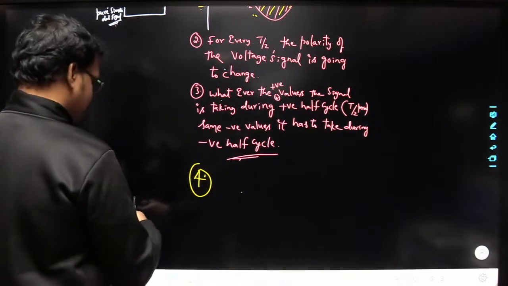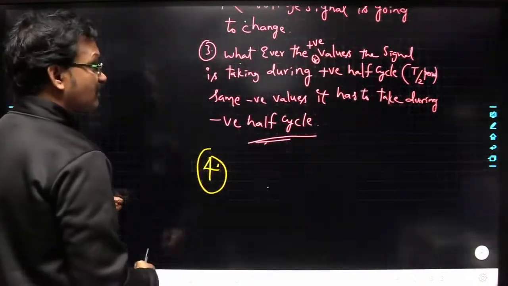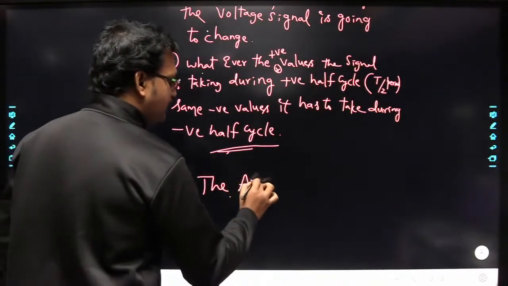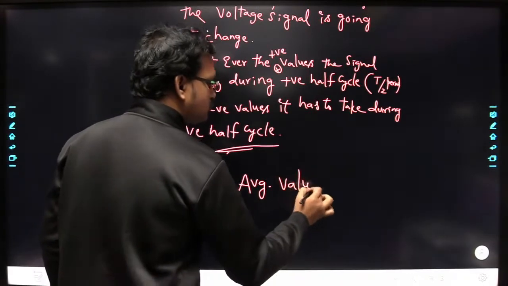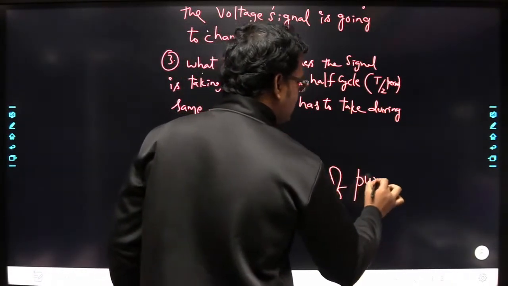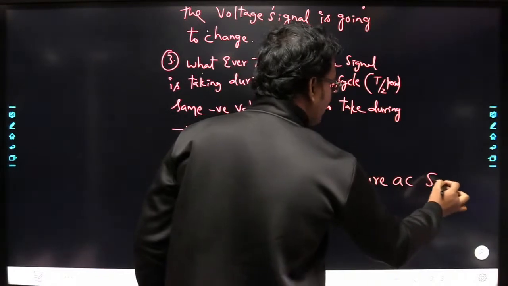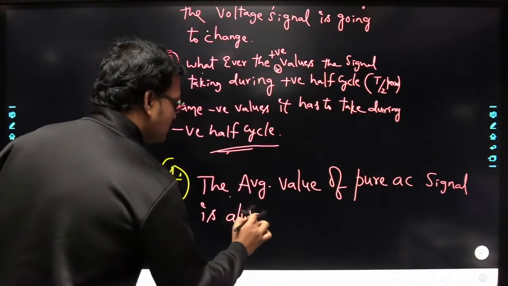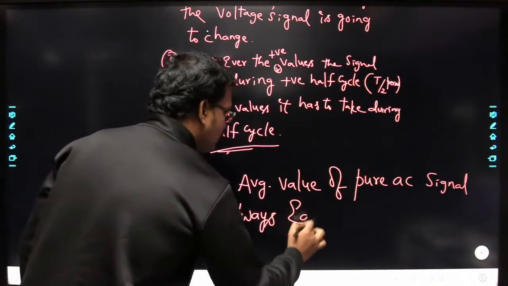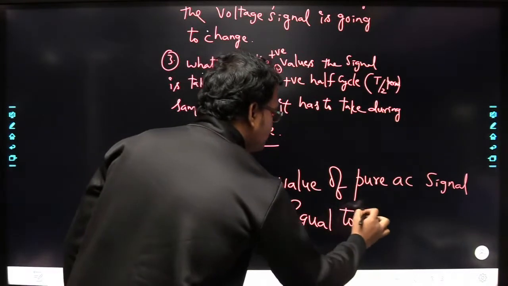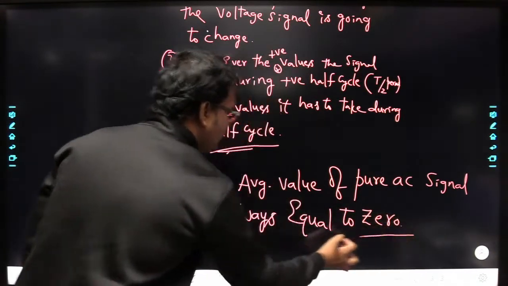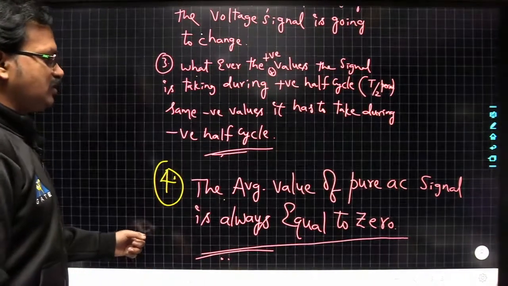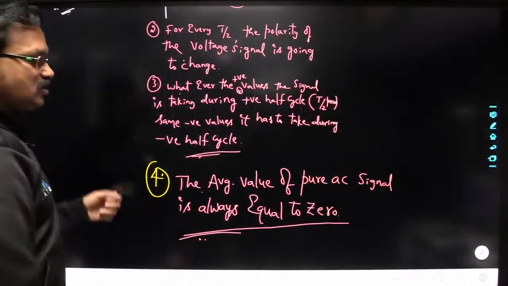So here the main property of pure AC signal is the average value of pure AC signal is always equal to what here? Is always equal to 0. It has to be maintained here. So the average value of pure AC signal is always equal to 0 here.